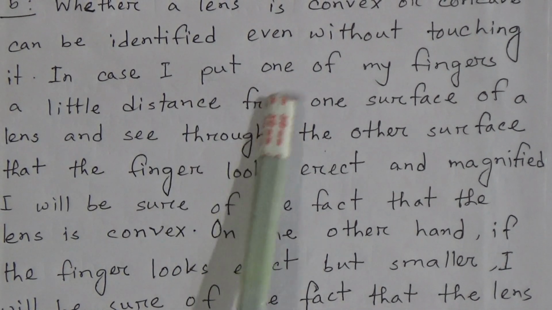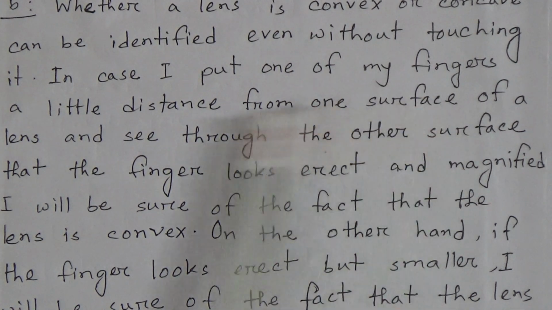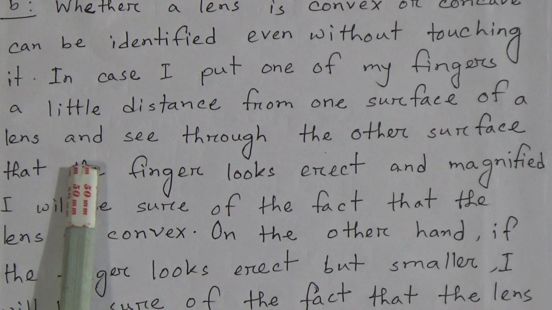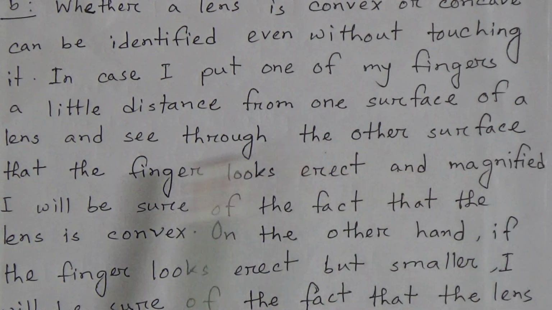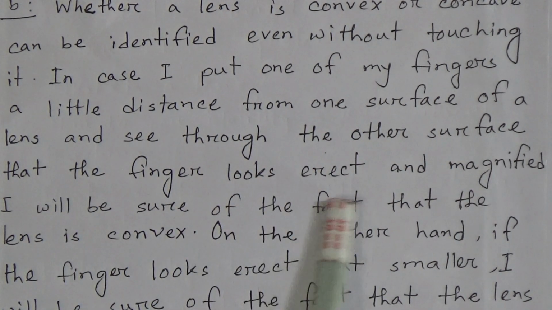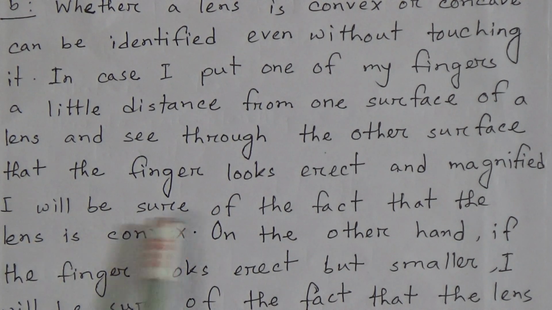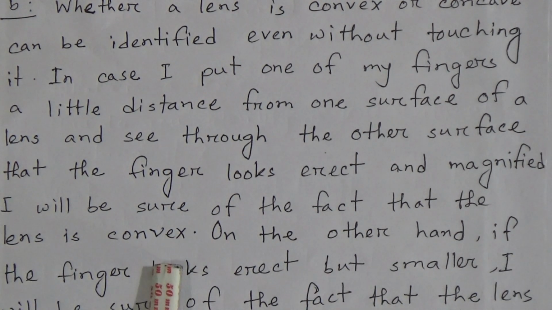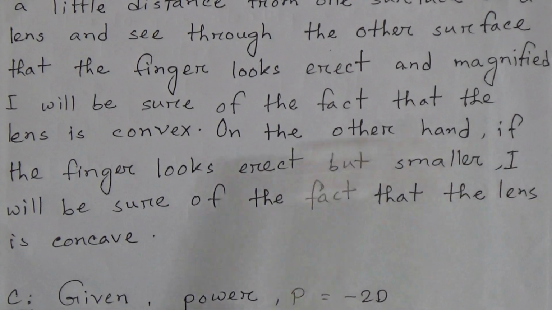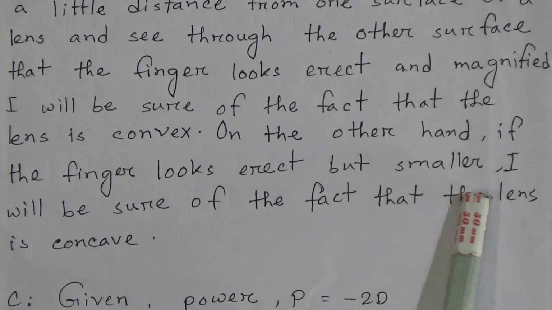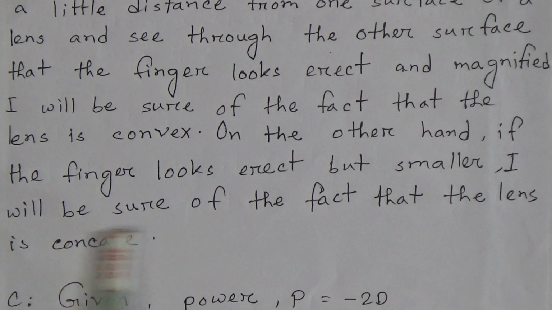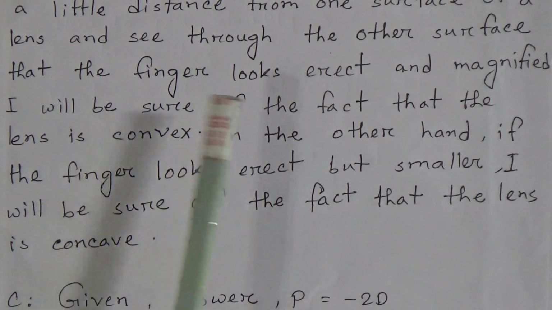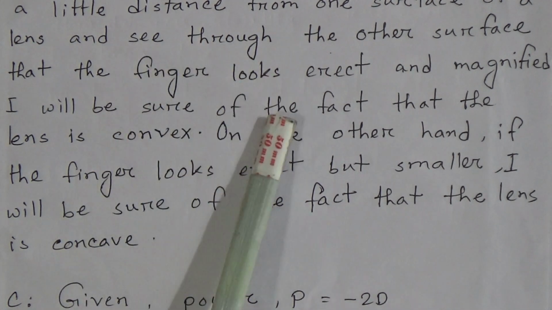In case I put one of my fingers a little distance from one surface of a lens and see through the other surface, and the finger looks erect and magnified, I will be sure that the lens is convex. On the other hand, if the finger looks erect but smaller, then the lens is concave. Okay, my dear students, now I hope all of you have understood.